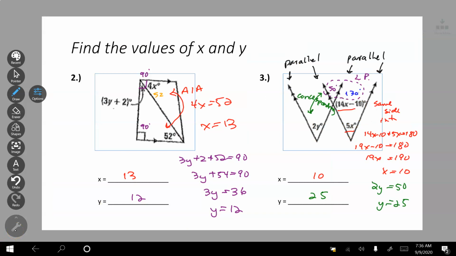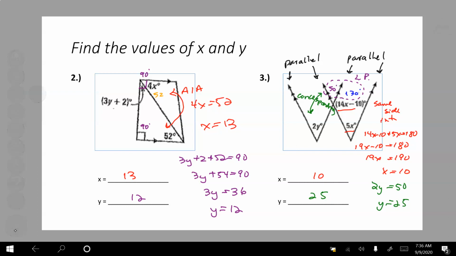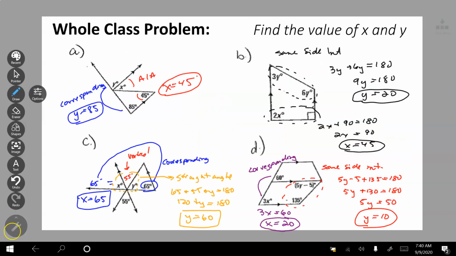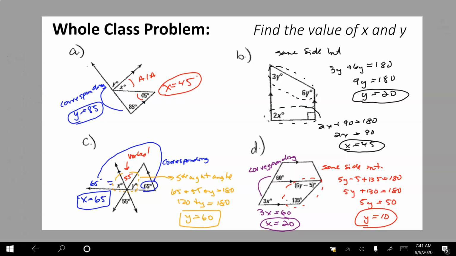Okay, so here are the solutions to this page. You had to work with alternate interior angles and same side interior and so on and so forth. And finally, here's the work for this last page. I know it's a lot of work all together at once, but I wrote out a lot of details. If you have any questions, please ask me during class.